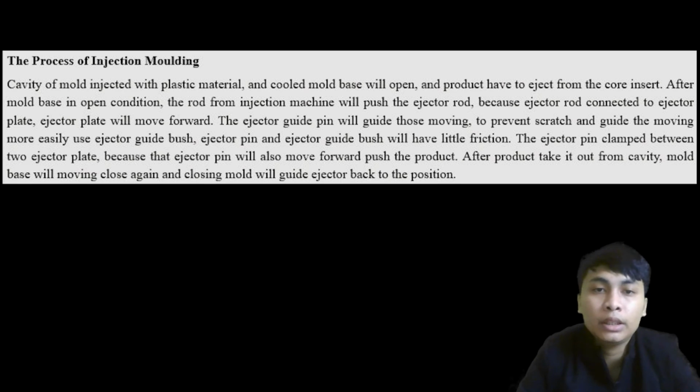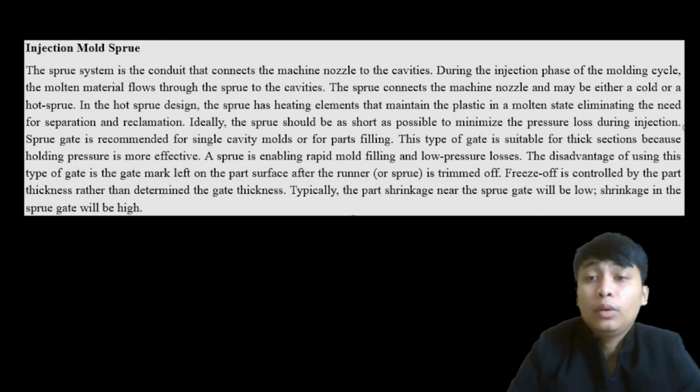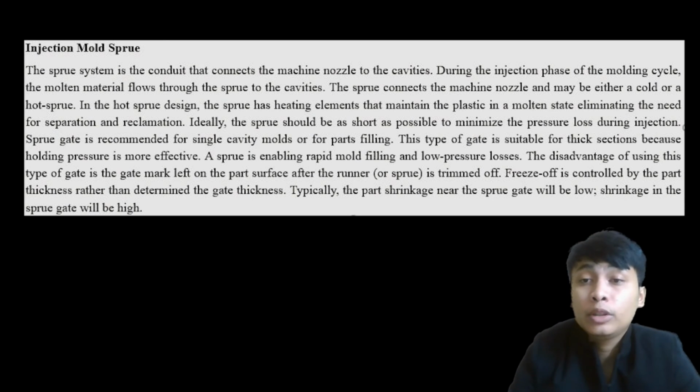We use the ejector guide bush. The ejector pin and ejector guide bush will have little friction. The ejector pin is clamped between the ejector plate, so the ejector pin will also move forward and push the product. After the product is taken out from the cavity, the mold base will move to close again and the closing mold will guide the ejector back to its position. This is about the injection molding sprue.